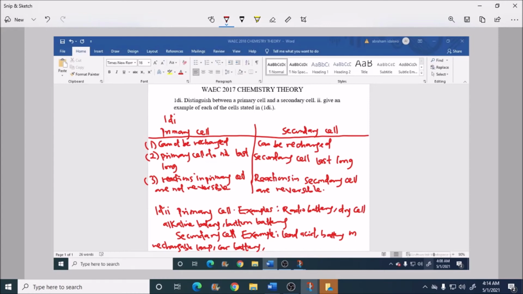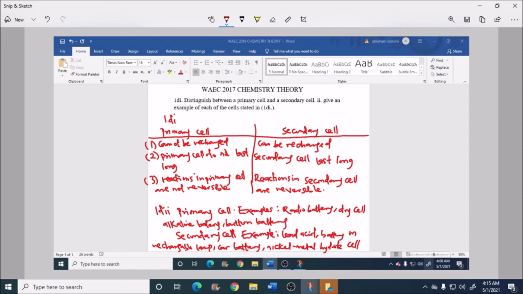Then we have nickel metal hydride cell. Then don't forget that we have to give only one example of each of these cells. So you can just pick any one out of the examples.